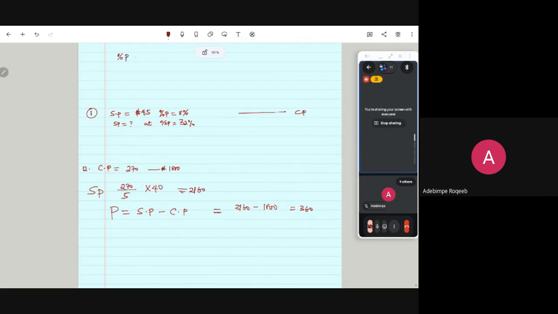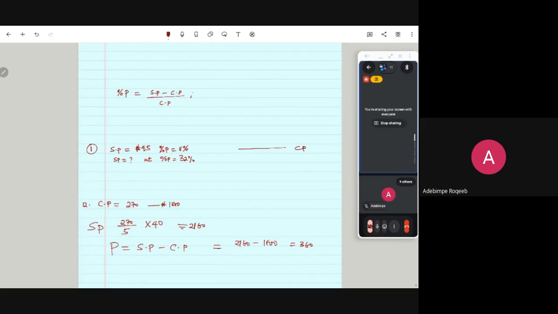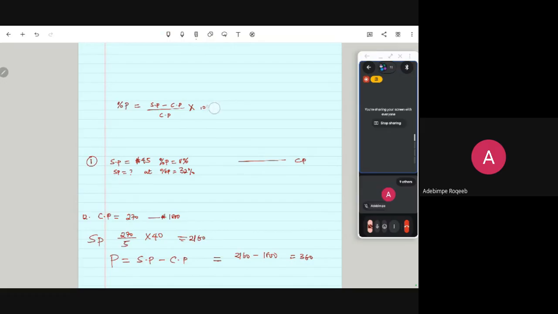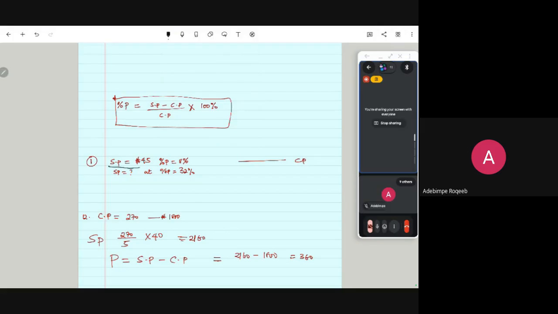Don't forget that percent profit is equal to profit over cost price times 100 percent, where profit is selling price minus cost price. So this is the formula we are going to use. Now, we know the selling price to be 45, so we're going to put that here. We know the percent profit to be 8%.